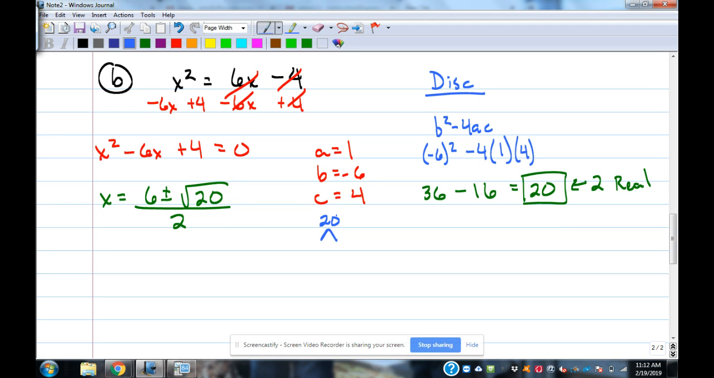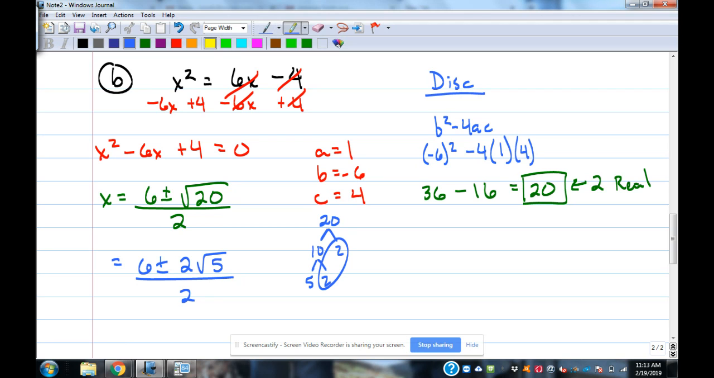And do the factor tree for 20. 10 and 2. And 10 is 5 and 2. So there's a pair of 2's. So what comes out to the front? 2. So we get 6 plus or minus 2 square root of 5 over 2.